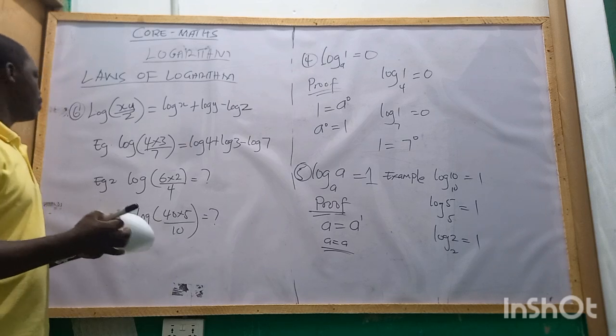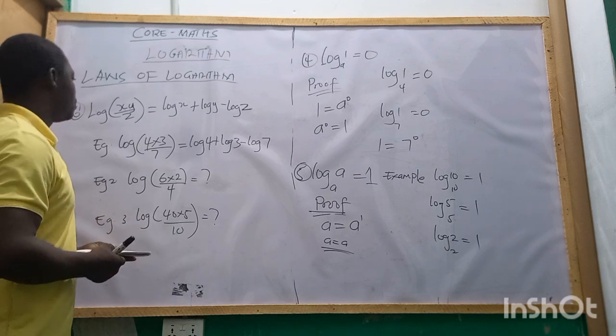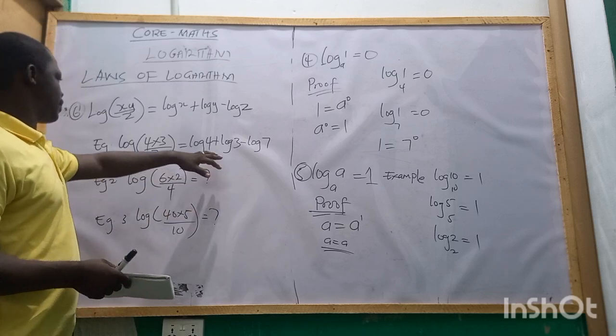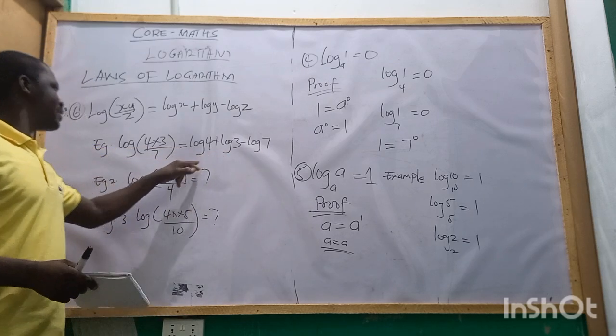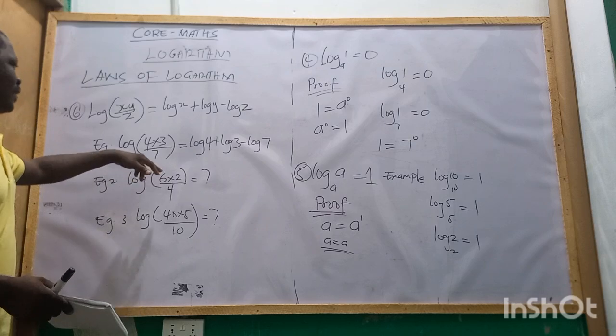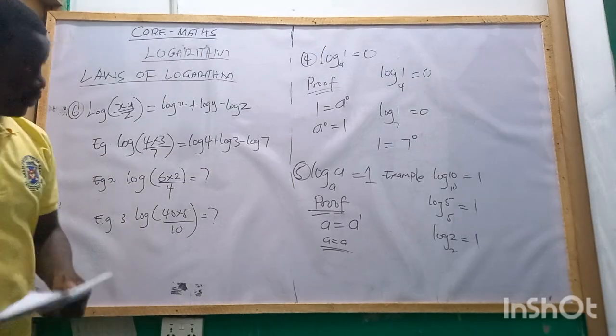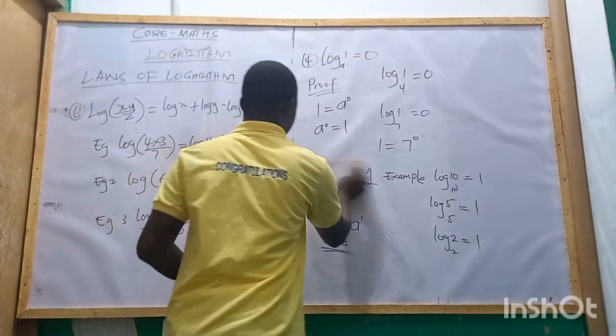With this one too, it can give it to you in an expanded form like this. Then you'll be asked to write it in simplified form. So if they give you, so let's take an example. Let's take an example.